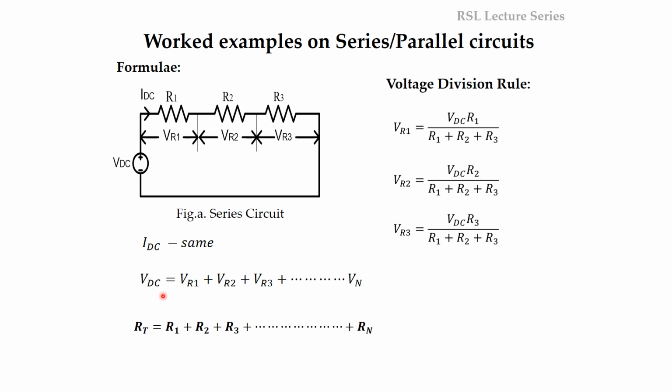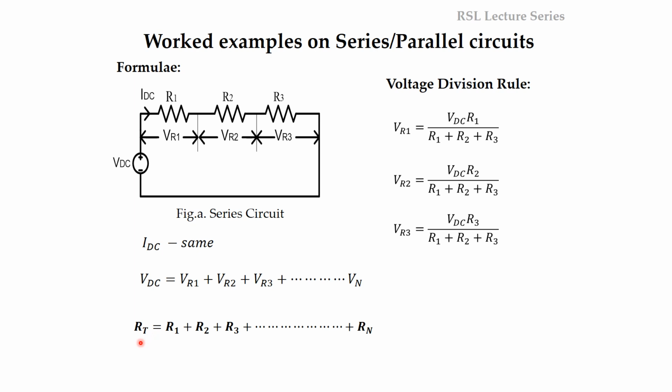So we can add all the voltages up. VDC is equal to VR1 plus VR2 plus VR3. If n resistors are connected in series, then we have to write plus and so on up to Vn. That is, we have to add all the other voltage drops also, like VR4, VR5, and so on up to V suffix n.